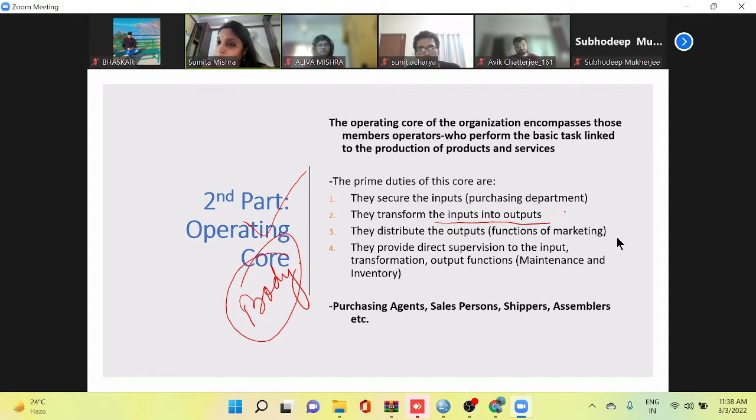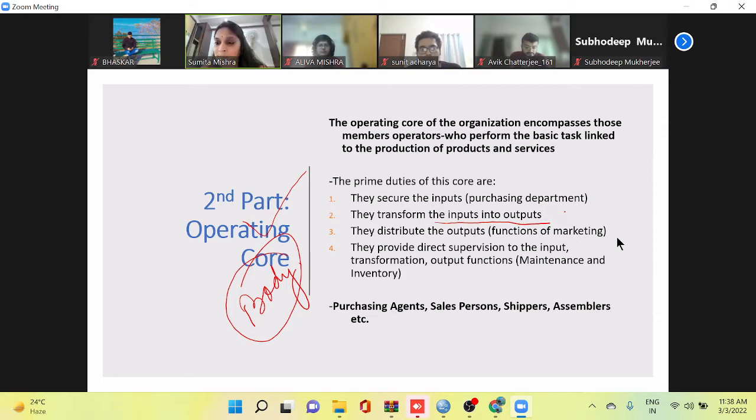So that shows the importance of the operating core in any organization. This is called the second part of the organization. Please remember, it is the largest part of the organization in terms of size. Now let's move to the third part.